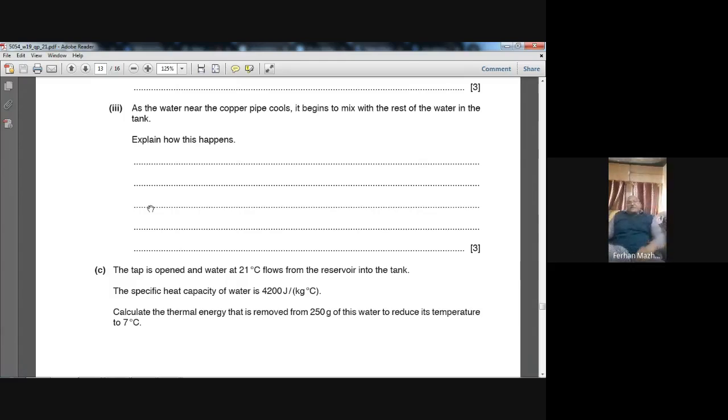So what you have written? Hot water heat is transferred through copper pipe through conduction. Hot water density increases, water sinks downwards, and convectional current is set up. Okay. Next part.